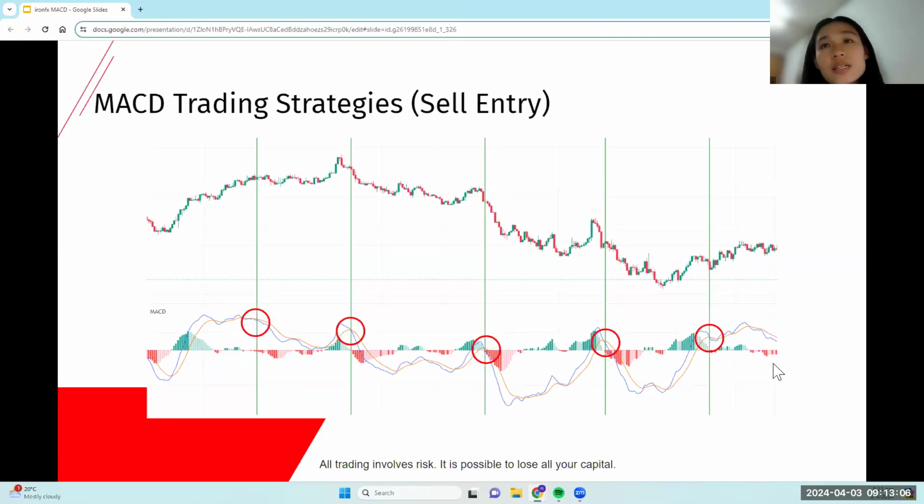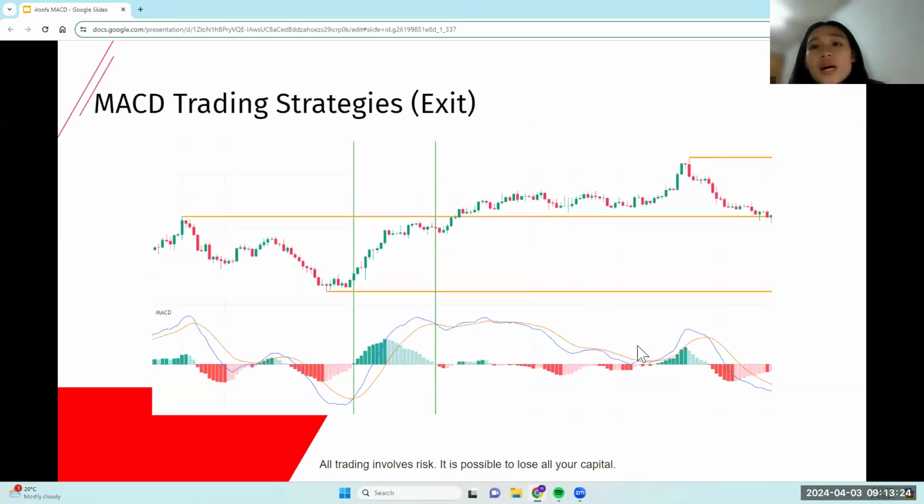Okay, second is your sell entry. Again, this is pretty straightforward. Basically, when the MACD crosses below the signal line, that is your sell entry.